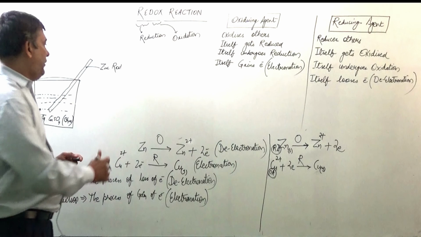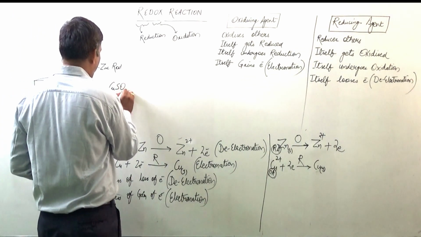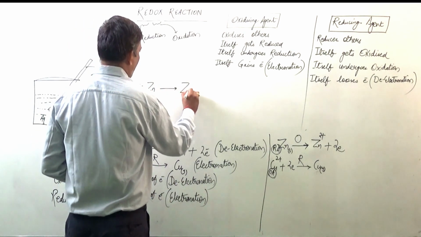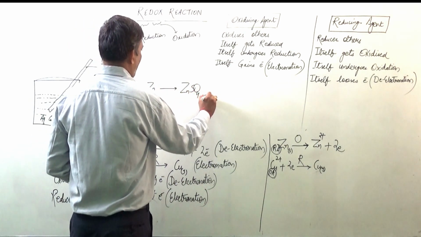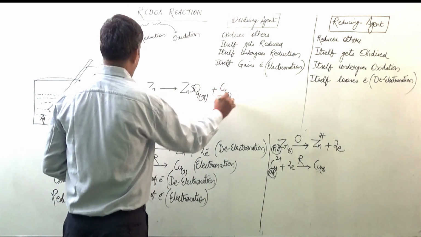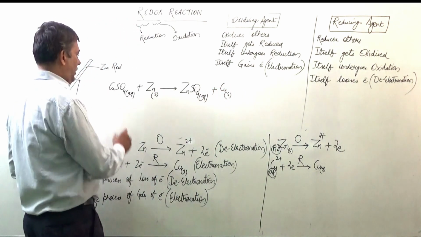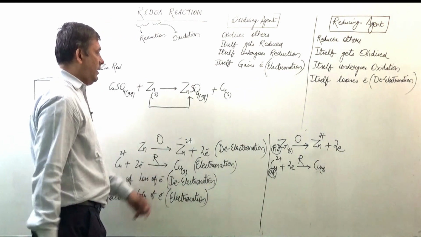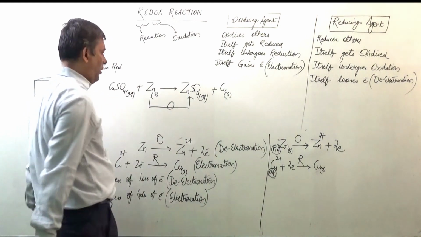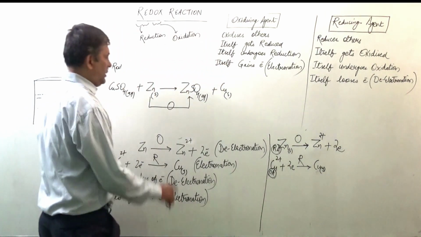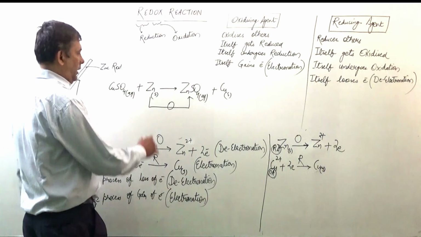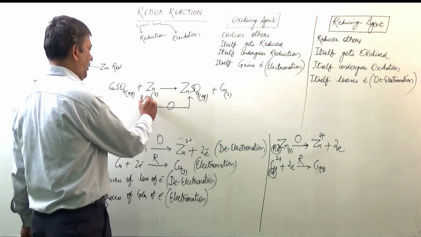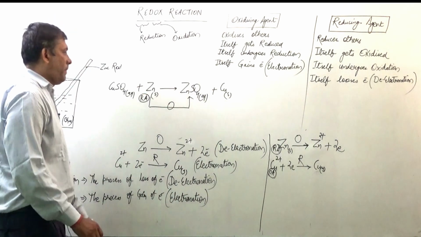Let us write this chemical equation once again. Copper sulfate aqueous plus zinc rod converting into zinc sulfate aqueous plus copper solid. Zinc is converting into zinc ion and forming zinc sulfate. This process is called oxidation, and the agent which undergoes oxidation is the reducing agent. We call it the reducing agent.